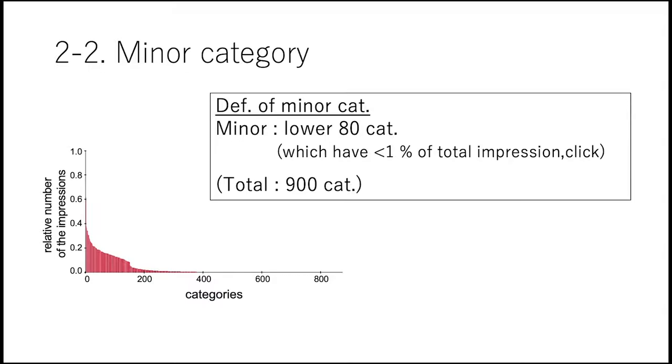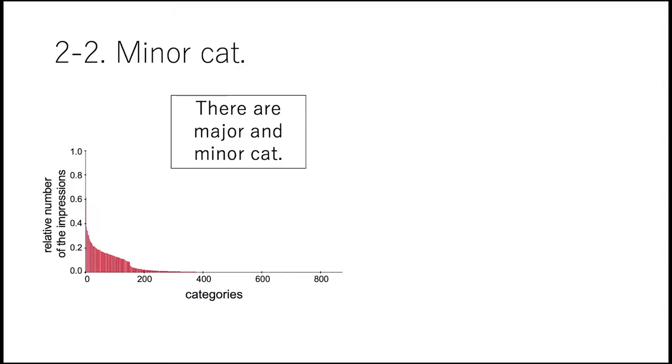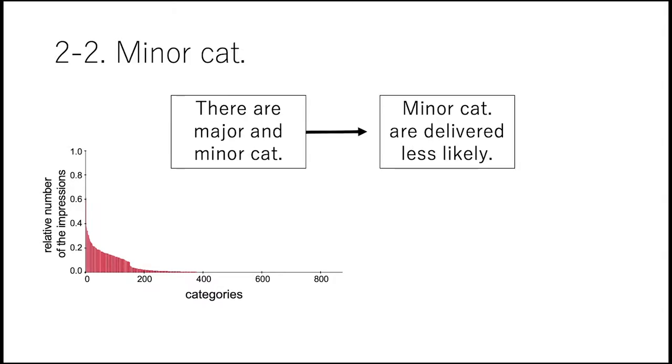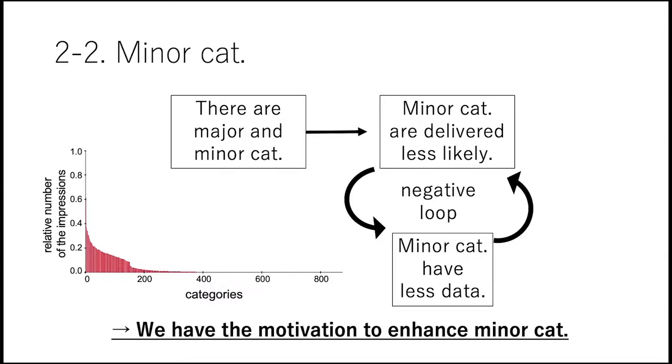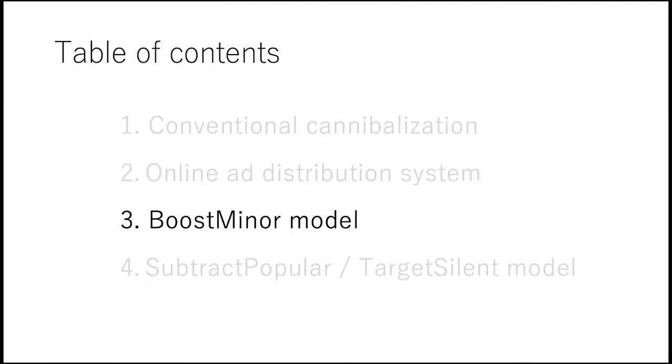Such minor categories have a problem. There are major and minor categories, so minor categories are delivered less likely, and so minor categories have less data, and so this is a negative loop. And so we have the motivation to enhance the minor category and eliminate the negative loop. To solve the minor category problem, we developed BoostMinor model.